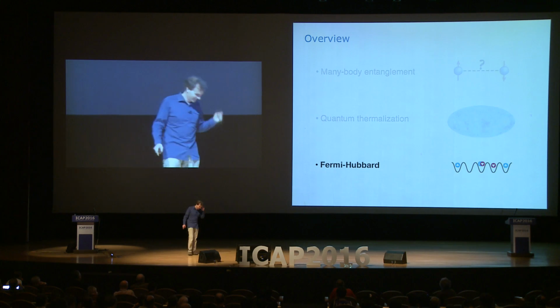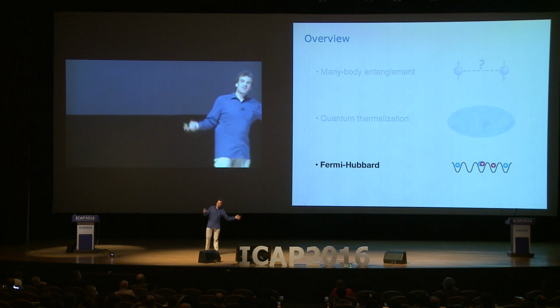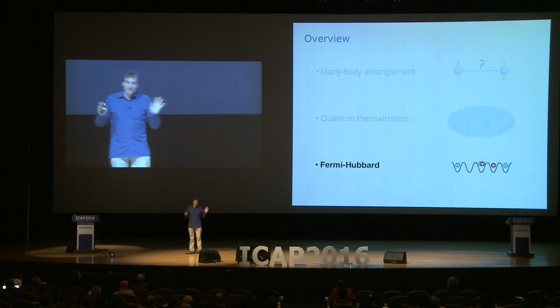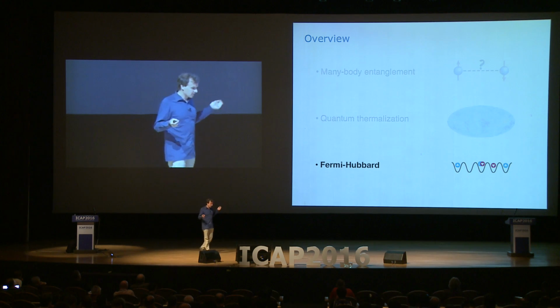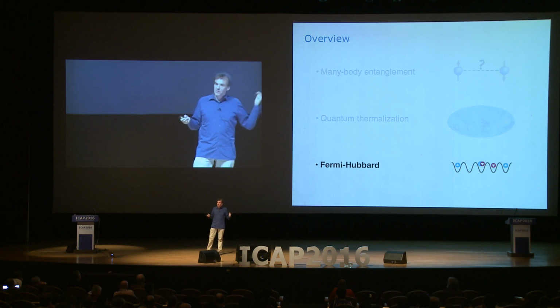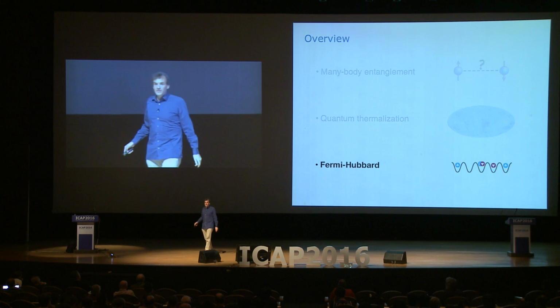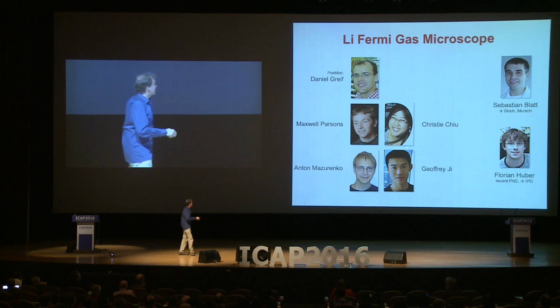Okay, so let's totally switch gears now. I showed you how we can study this entanglement and so on. But let's look at a different system. I was always talking about bosonic systems. Let's look at fermions. The team of the experiment is shown here.